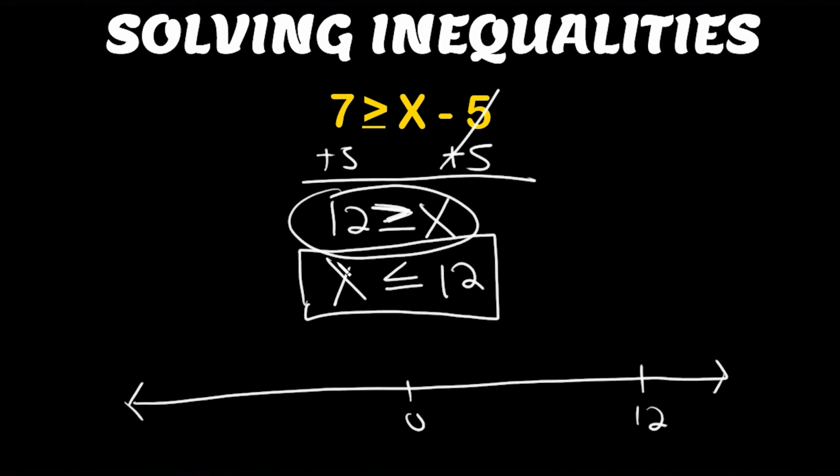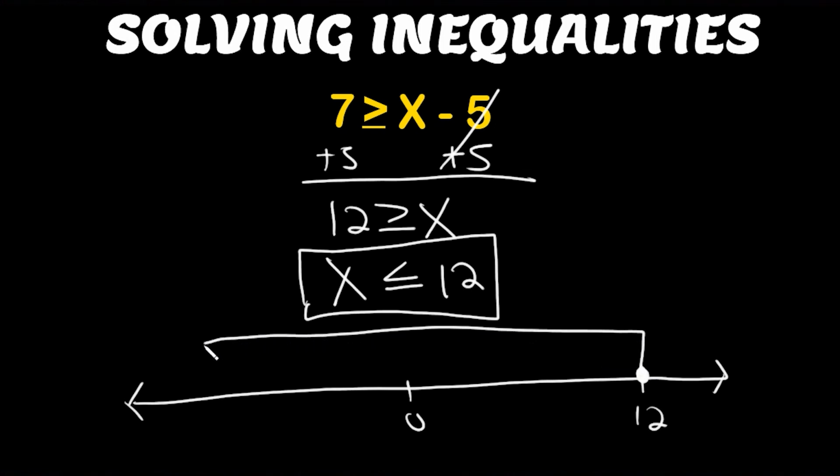And so now I'm going to go ahead and graph it. Now this one here is going to be a closed circle because it's equal to. So closed circle on 12, and it's telling me to go to the left. Again, all real numbers less than or equal to 12. That's going to be to the left. All right, and there we go. All right, let's keep going.